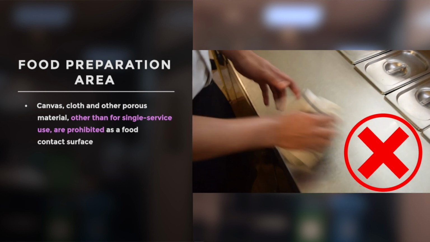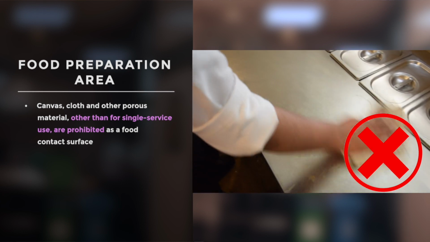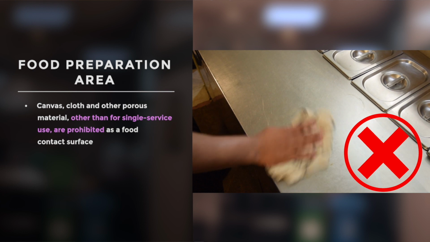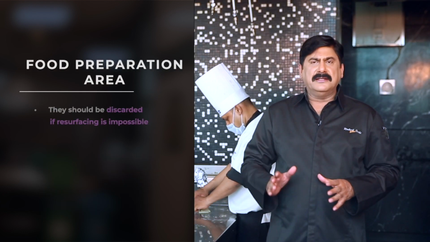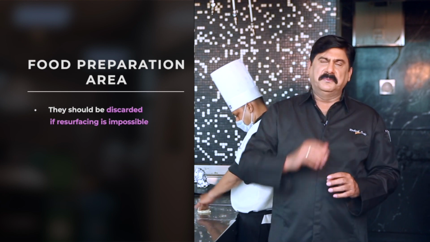Canvas, cloth, and other porous material other than single service use are prohibited as food contact surface. Cutting surfaces such as chopping blocks and chopping boards, which are subject to scratching and scoring, should be resurfaced if they become too difficult to be effectively cleaned and sanitized, and should be discarded if resurfacing is impossible.